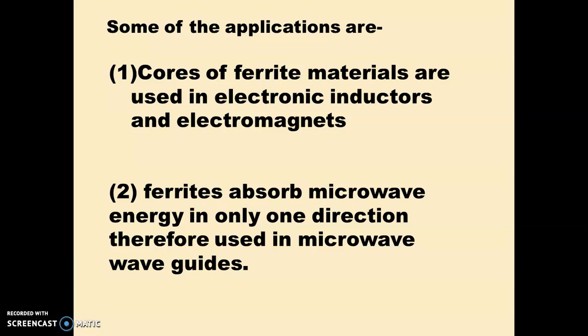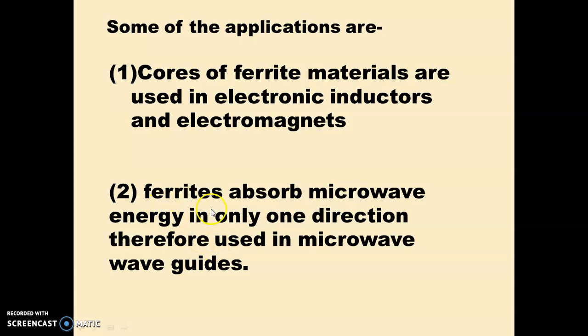Some of the applications: cores of ferrite materials are used in electronic inductors and electromagnets. Whenever we design inductors in electronics, which are used frequently, there is a need of a core, and for that core these ferrite materials are used. Ferrite materials are also used to build electromagnets.